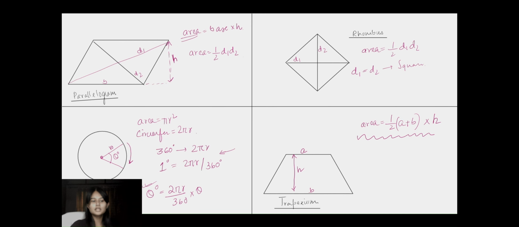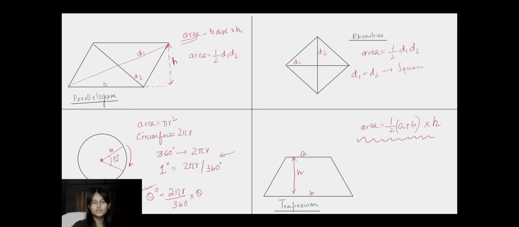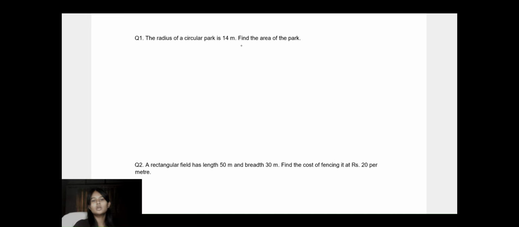So these formulas are very important for the coming problems that we are going to do. The radius of a circular park is 14 meters. Find the area of the park.